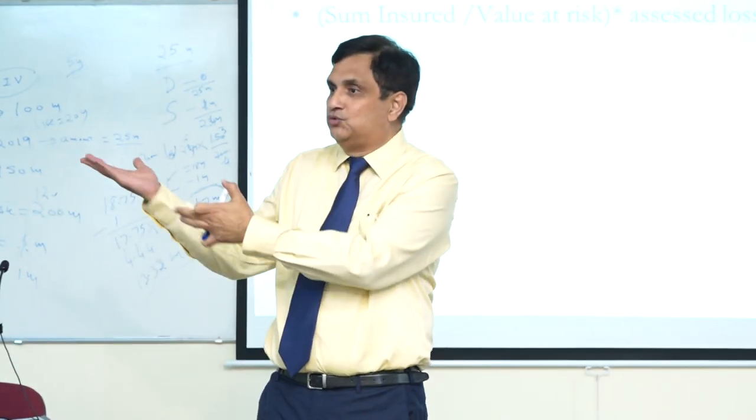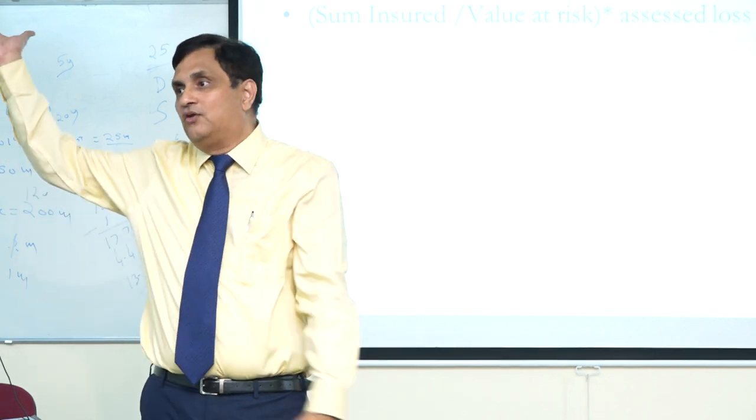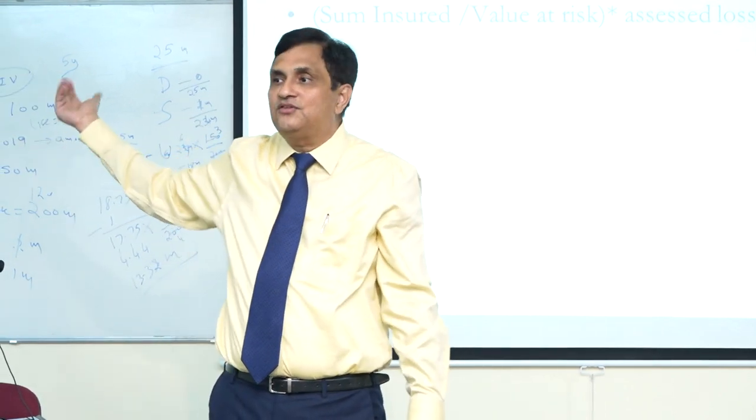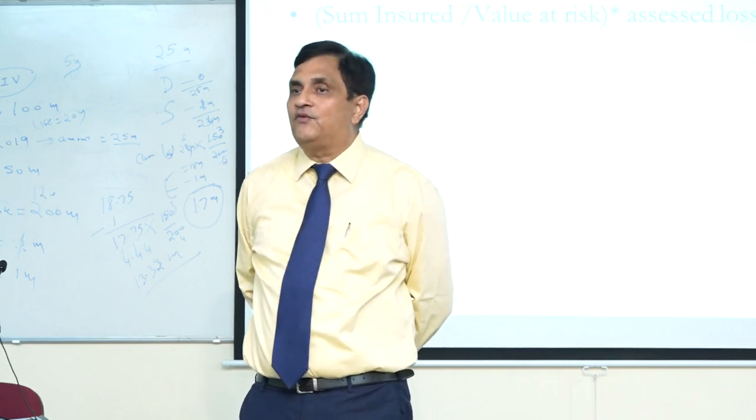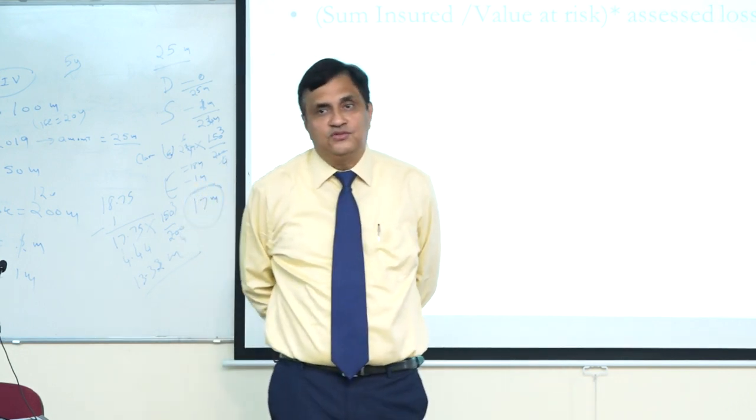And once you do that particular thing, under insurance calculation, on the loss amount, you will automatically come to the same figure as this. So this is the way you are going to settle a claim from a DSU. Is that clear to all of you?